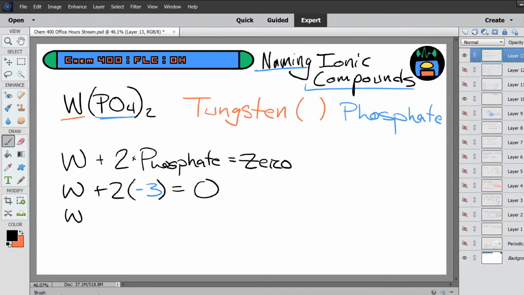So that means tungsten minus 6 equals 0. So in this compound, tungsten will have a charge of +6. And that is what we put in Roman numerals in the parentheses after tungsten. The name of this compound will be tungsten(VI) phosphate.